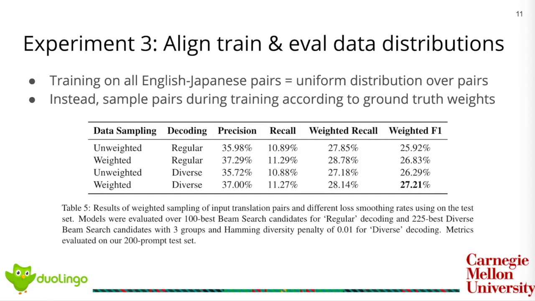In our initial experiments, we trained our model on all English-Japanese language pairs, no matter what the ground truth weight was. For our third experiment, we instead sample these pairs during training according to the ground truth weights, which means that we're training on the higher weighted examples more often than the lower weight examples. And we found that this gave us a considerable boost in performance.